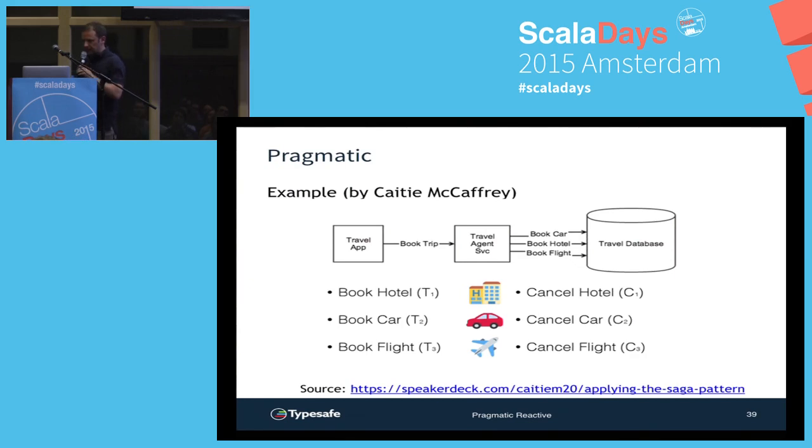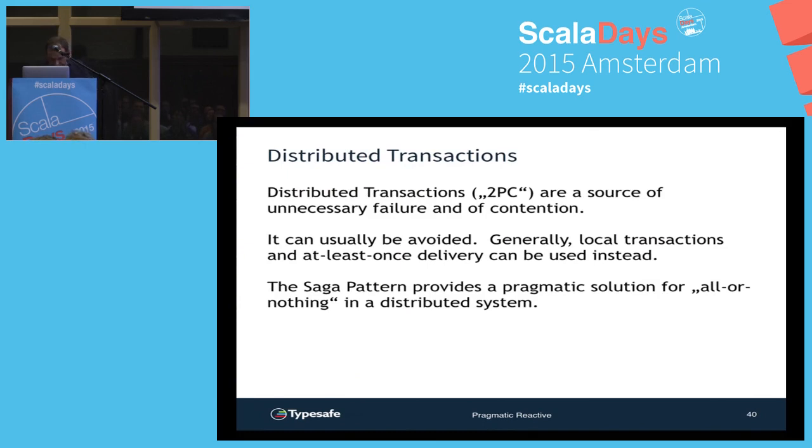So, what we would learn from this, distributed transactions. I'm going way too fast. I'm almost through here, and we still have so much time left. Well, we'll see. Distributed transactions are a source of contention and of failure, so you should definitely avoid distributed transactions, and many people would say so. Local transactions are fine. I think the saga pattern is actually a good pragmatic solution for having an all-or-nothing approach in a distributed world.